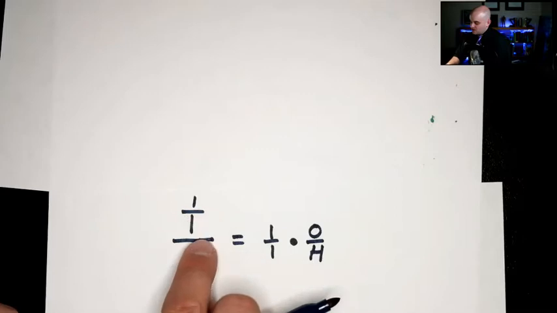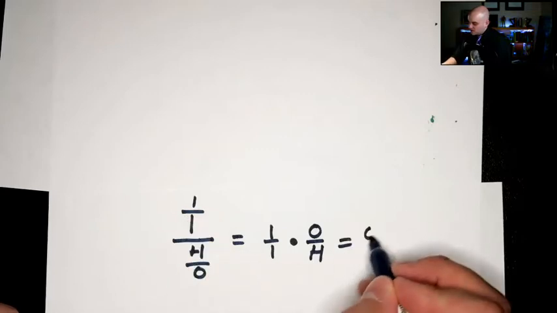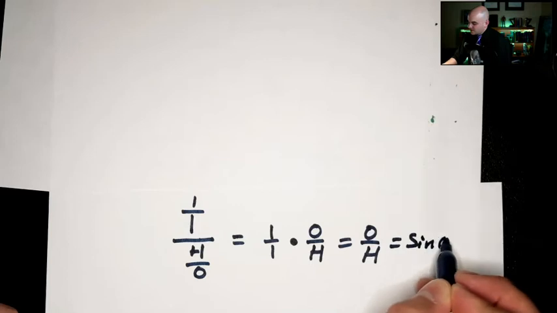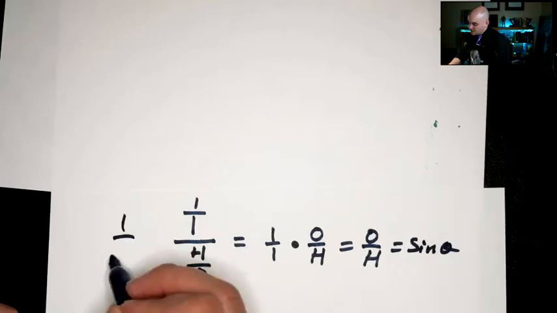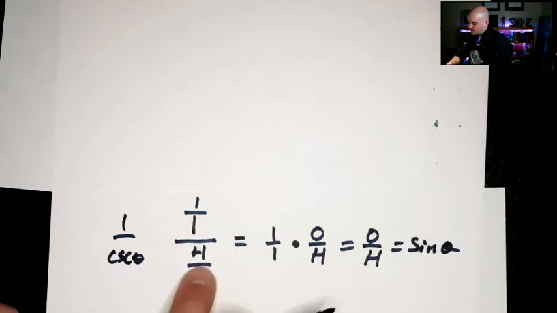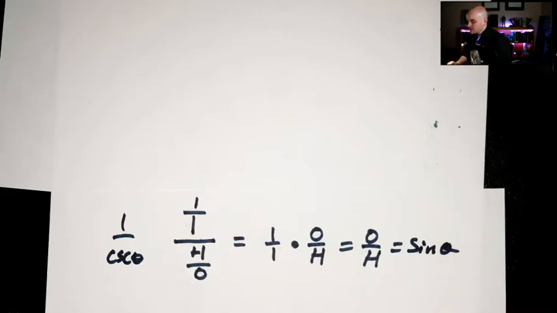And so I got keep it, switch it, flip it, and when I multiply out, I get opposite over hypotenuse, which is still the sine of theta. So this is 1 over cosecant theta. I made it 1 over hypotenuse over opposite. And working out the math, just like when you divide a fraction by a fraction, I still get sine theta.